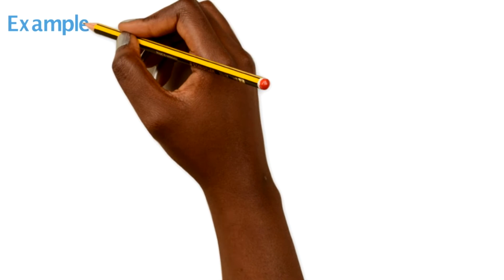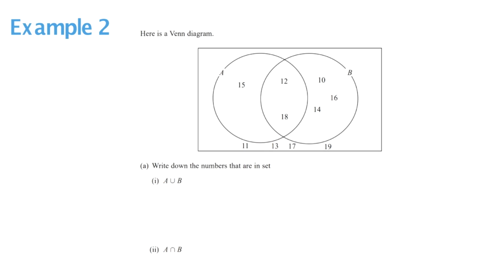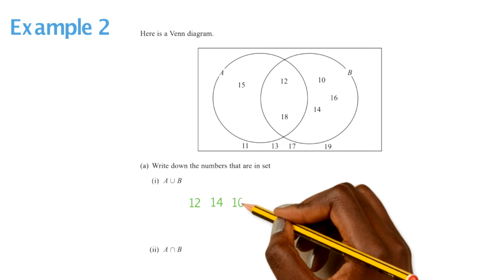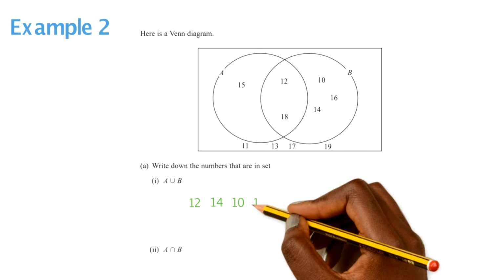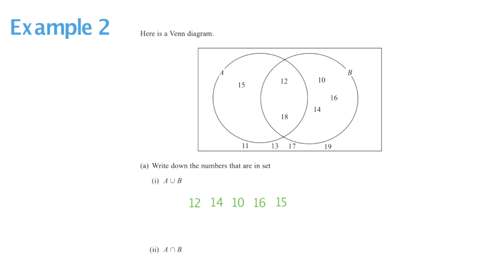Example 2. So here we've got a Venn diagram and it wants us to write down all the numbers that are in each set. So the first part says A or B. So it's again all the numbers involved in both the circles of A and B and in the middle overlapping. So that's the 12, 14, 10, 16, 15 and 18.